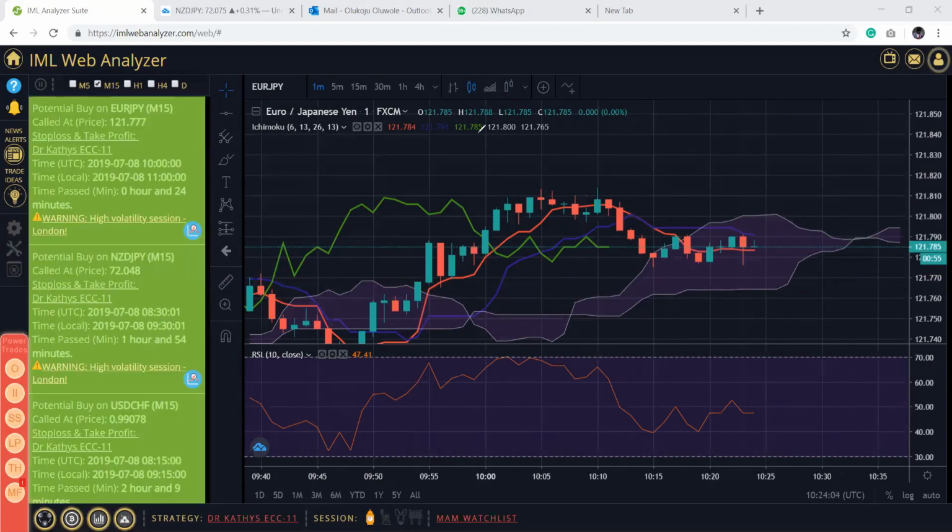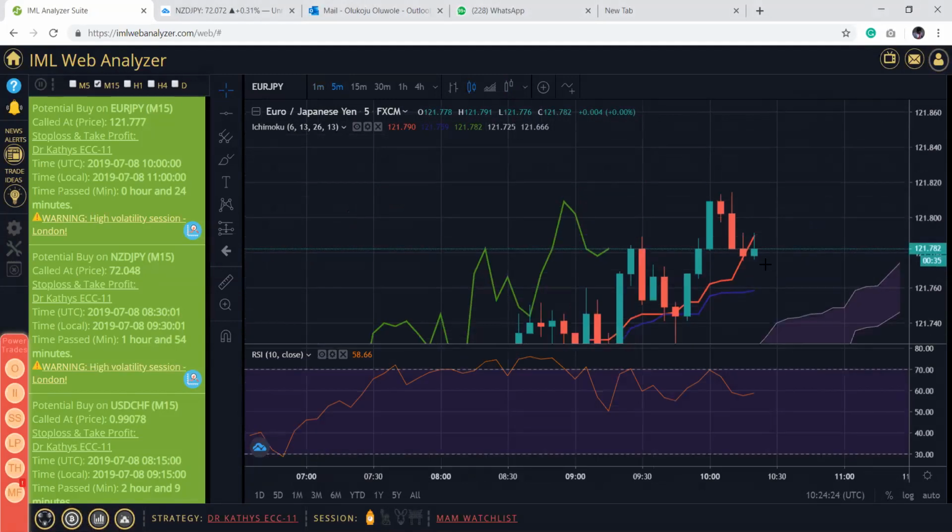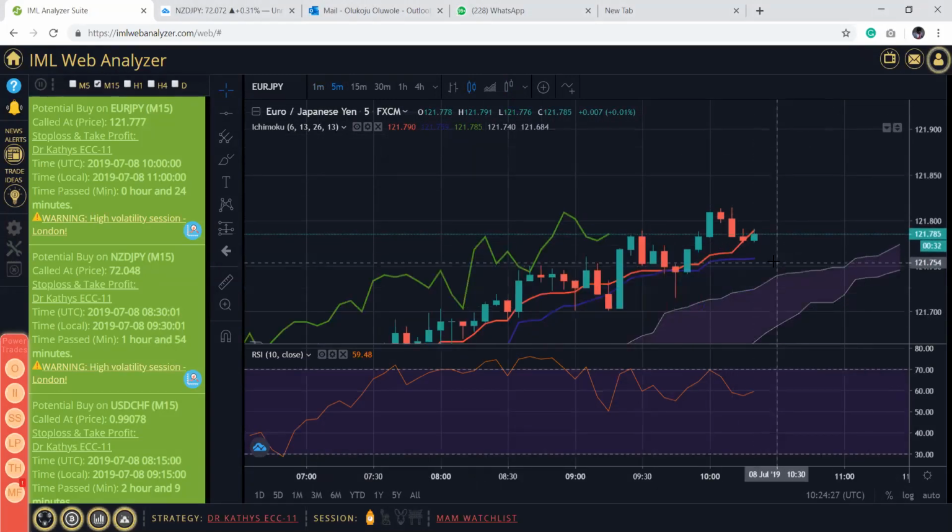So this is what we are trying to look at. We want to see this red come up, okay? And then we want to see blue come down. All right, that's what we want to see on 1 minute, and then we want to see that on 5 minutes as well. And on 5 minutes, we already have our red above blue.